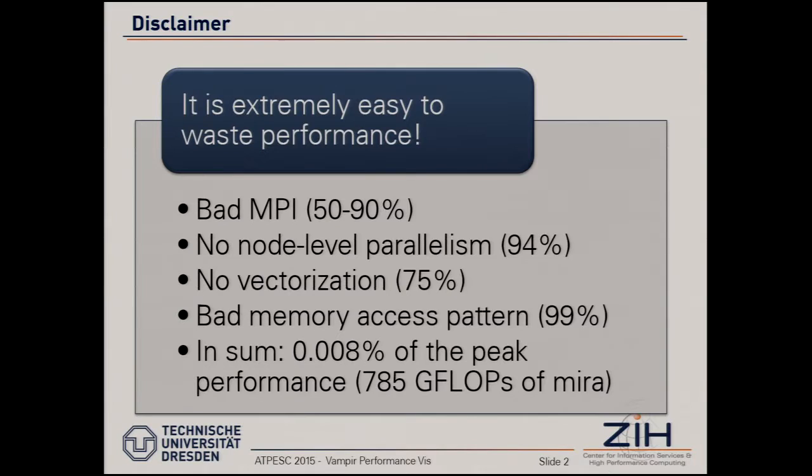If you don't do node level parallelization, so you don't do any OpenMP or threading, you just use a single core, on a system like Myra or Titan, well, you lose another 94% of the performance because you just use 1/16 of the system.